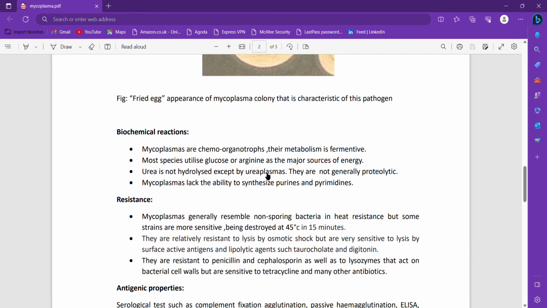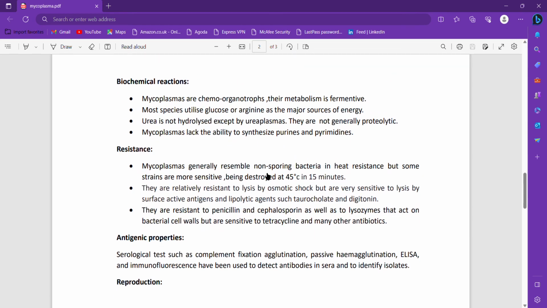And about the biochemical reactions, mycoplasma are chemoorganotrophs, and their metabolism is fermentive. Most species utilize glucose and arginine as the major source of their energy, and urea is not hydrolyzed by them except by ureaplasmas. They are generally proteolytic, and mycoplasma lack the ability to synthesize purines and pyrimidines.